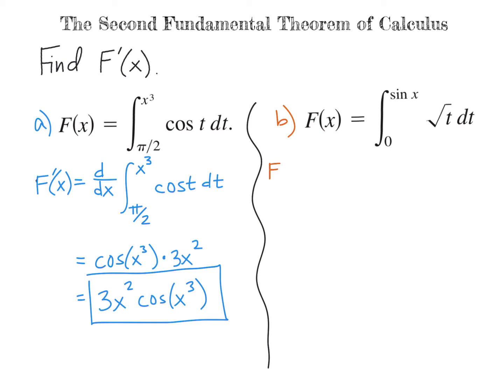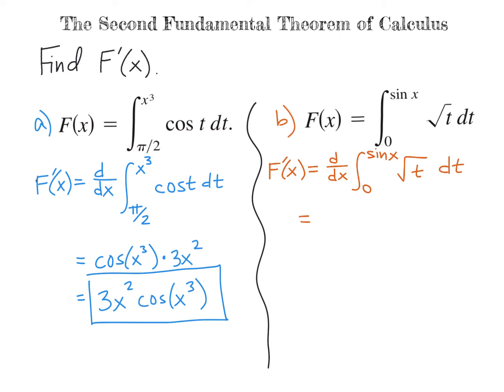Once again, we want to find f prime, and f prime means taking the derivative with respect to x of what this equals. So we're taking the derivative with respect to x of the definite integral from 0 to sine x of root t dt.